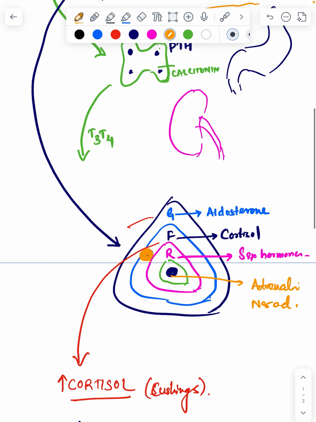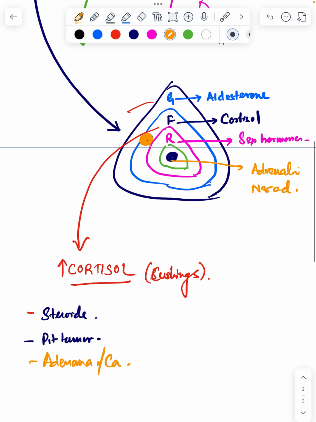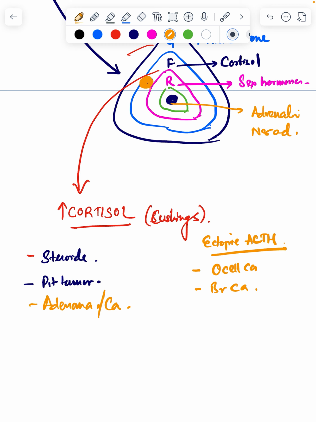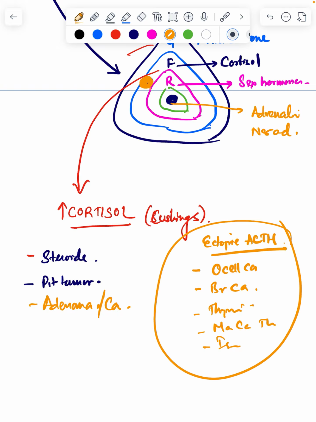There can be a tumor in the pituitary gland which is stimulating more release, or there can be ectopic hormone secretion, ectopic ACTH, not from the pituitary. So that leads to oat cell carcinoma, bronchogenic carcinoma, thymic tumor, medullary carcinoma of thyroid, islet cell tumor. They secrete ectopic ACTH which stimulates release of more cortisol.